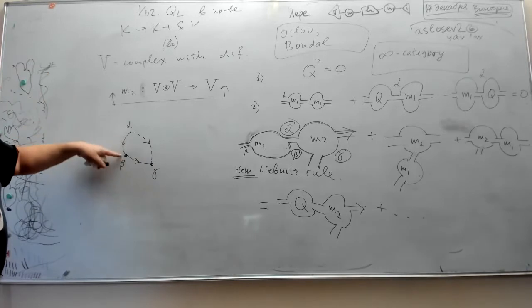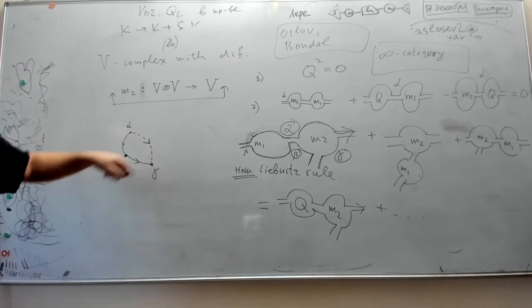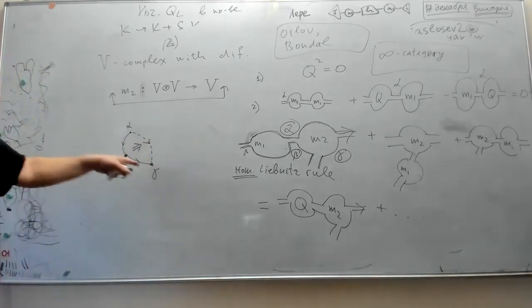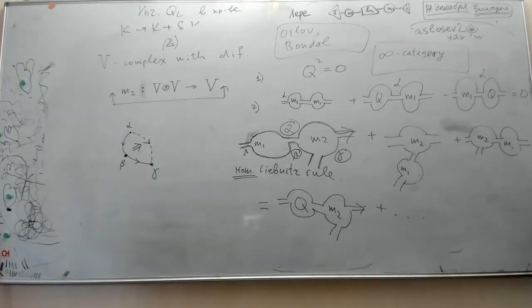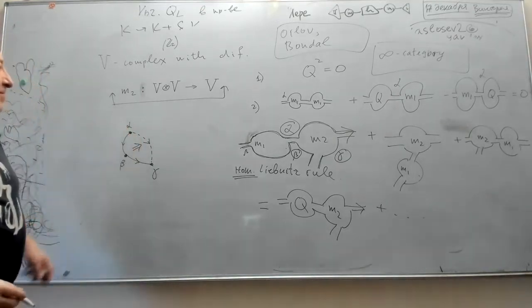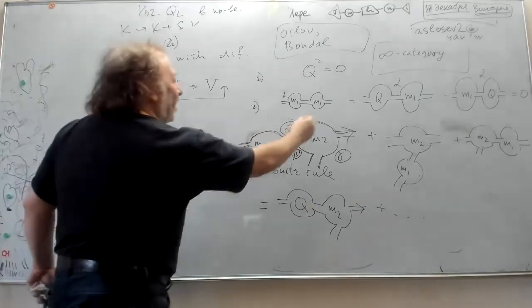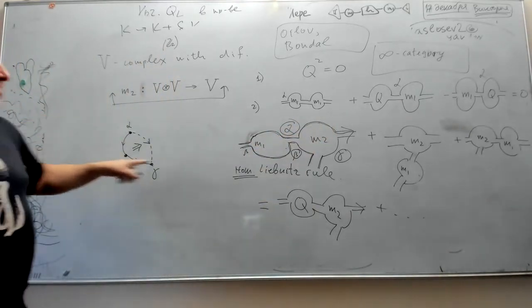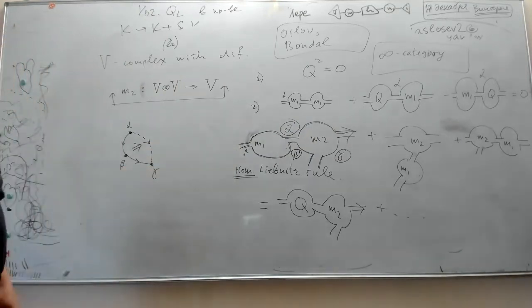You have two morphisms and you have a composition. Yeah, so this was an old way to write it down. So this is a categorical duality, and now you are dualizing the picture. What was written as a point becomes an arc, and what was written as an arc becomes a point.